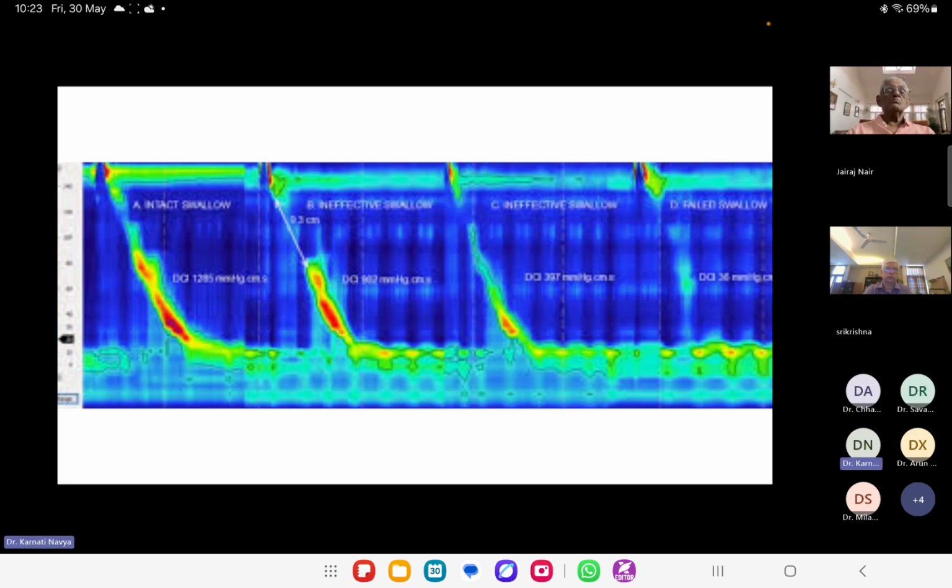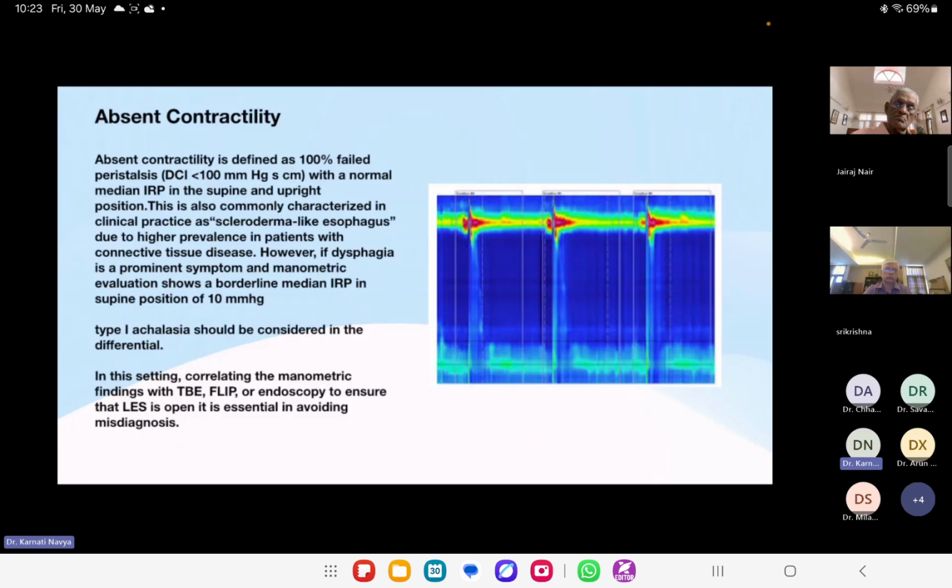The first picture shows the intact swallow with a contractility index of 1285, which is normal. The second one shows the ineffective swallow with a gap between the primary swallow and the secondary swallow, with a distal contractile index of around 500. The third one shows a distal contractility index of less than 450, with peristalsis present, but which is very ineffective.